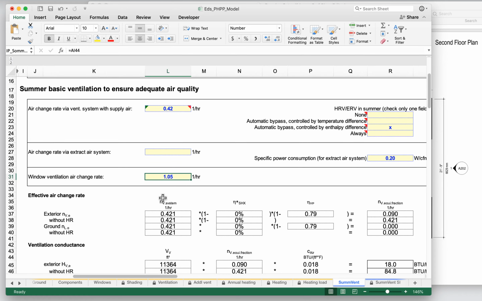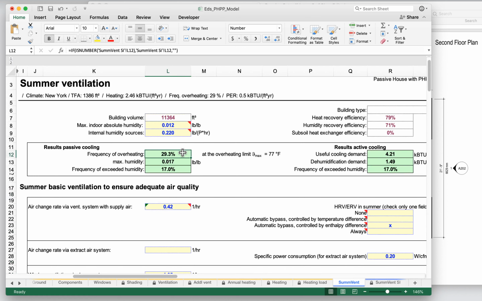Let's see what that did to our overheating. If I come up here to the top, that's pretty good. We went from 34% down to 29%. We took a big bite out of our overheating percentage. The PHPP says, okay, that's great. If you can keep those windows open like that, that's going to release a bunch of heat that's built up in the building, and you can decrease the amount of overheating. That's fantastic, but 29% is still pretty high.